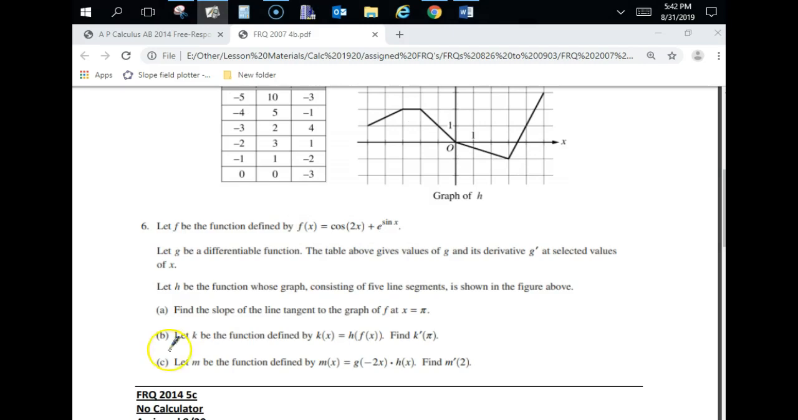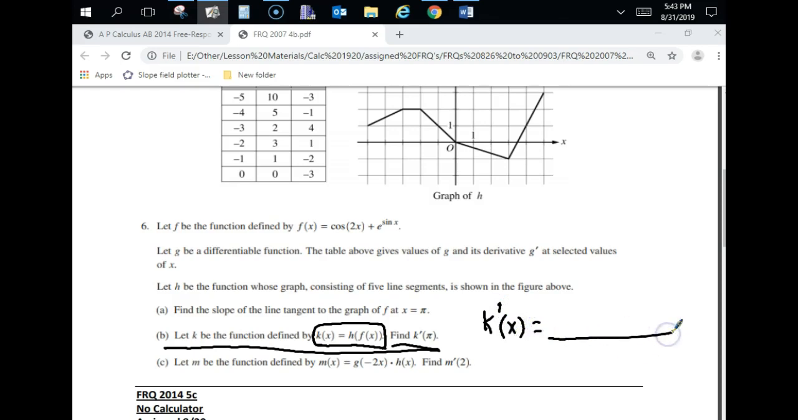Okay, so this one's cool. It's giving us a new function now, which is going to be called k, and k is equal to h of f of x. They want us to find k prime of pi. Okay, well, here's what I'm going to ask you guys to do. Go ahead and pause the video and see if you guys can find k prime. K prime of x would be equal to what? It's a chain rule. There's your hint. Go ahead and give it a shot.